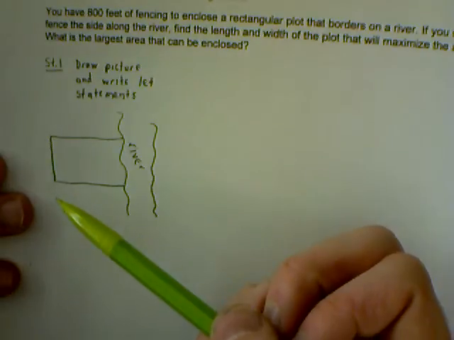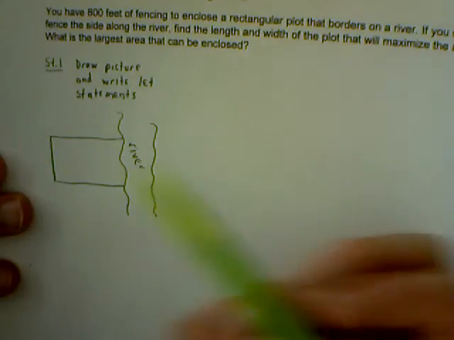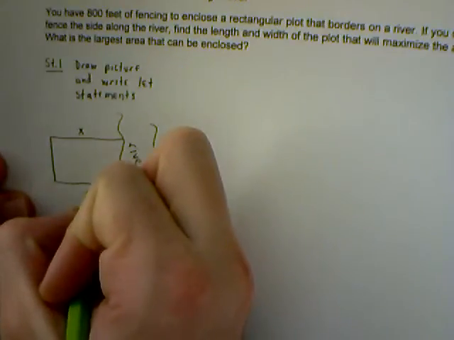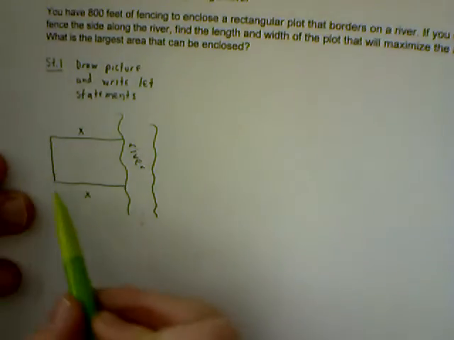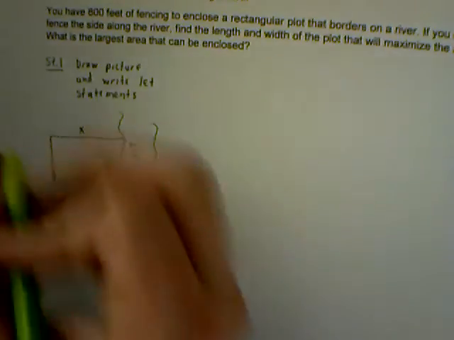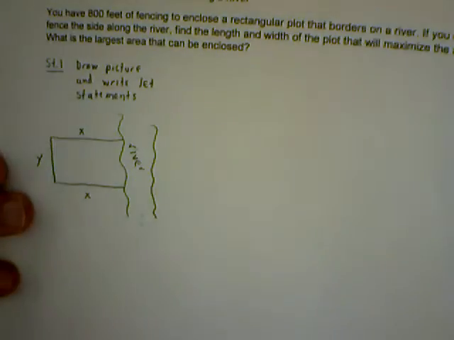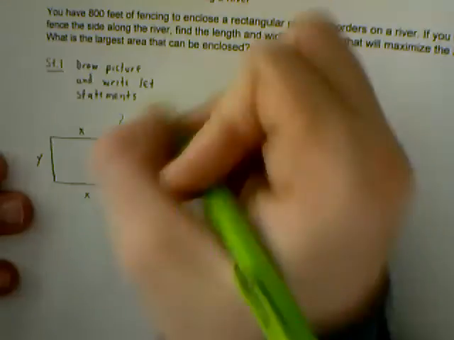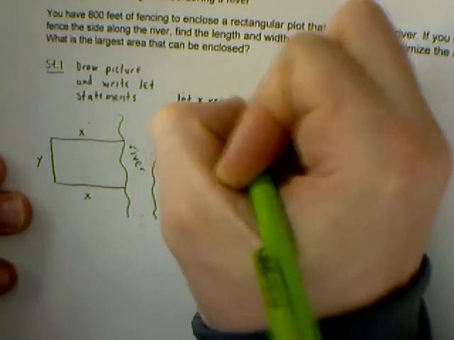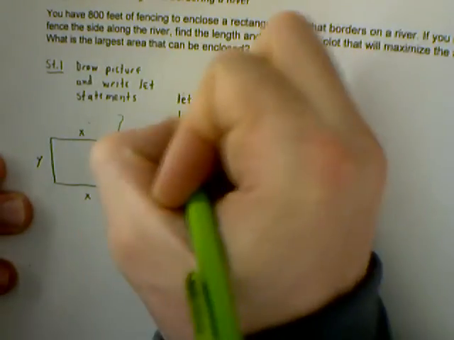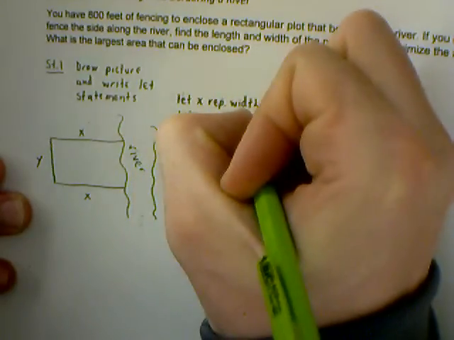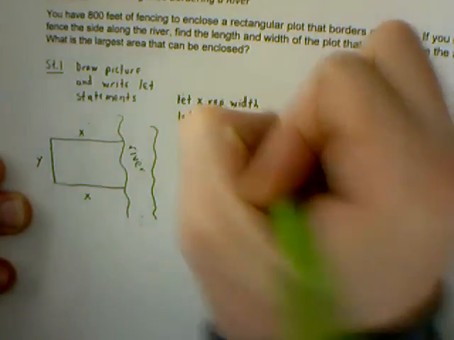Now I know here, I'm going to call this x, this x, because they're across from each other, so they have to be equal in length because it's a rectangle. And then I'm going to say that this is y. So here I'm going to say let x represent width, let y represent length. It doesn't really matter which one is which on this one, or on the last one even.